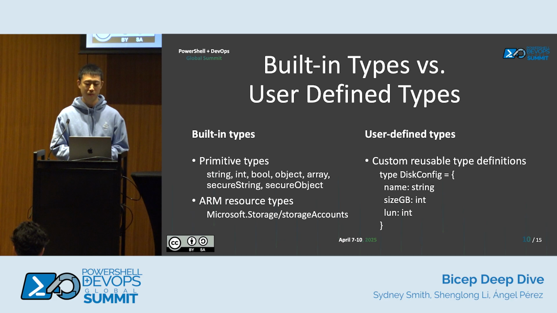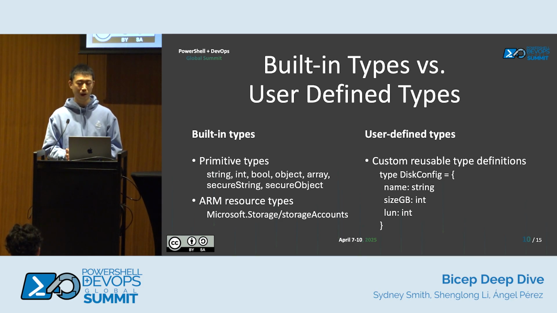Next up, let's talk about the available types in Bicep. Currently there are two categories of types, the built-in types and the user-defined types. The built-in types are the ones that come out of the box. These include primitive types such as string, integer, Boolean, object, array, and two secure types, secure string and secure object. Those are usually used to annotate parameters that accept confidential information such as a password. And Bicep also understands ARM resource types. Those are the types that you usually use when you are declaring a resource.